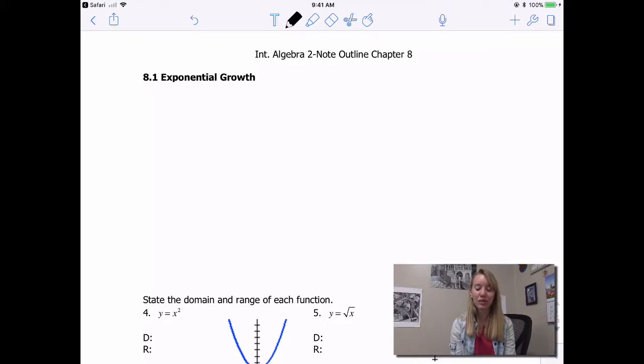Today we're going to talk about graphing a new type of function. So we're starting chapter 8. The first two lessons are going to be all about graphing, specifically about the exponential growth function today.